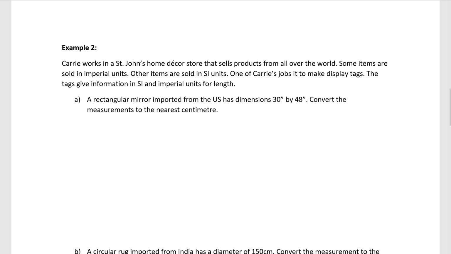So a rectangular mirror is imported from the US and has dimensions of 30 inches by 48 inches. So what they want us to do is to convert those measurements to centimeters. So we know from the first page that 1 inch is equal to 2.54 centimeters. That's also on our conversion sheet. So we're going to use that to do both of our conversions. So what I'd like you to do is take a second and convert 30 inches to centimeters and then 48 inches to centimeters.